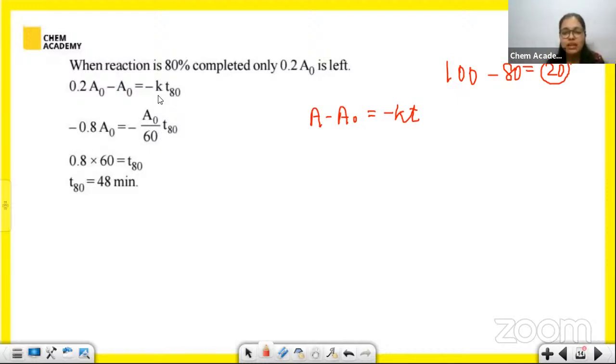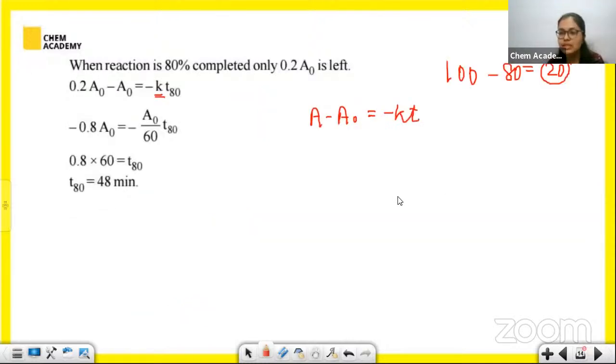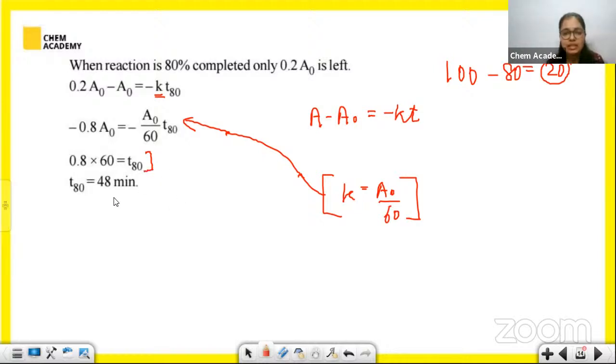On solving this, and from the previous question, we got the value of k. What was the value of k? From the previous question, we got the value of k as A0 by 60. We have simply substituted this value of k in this equation. And on solving this, we will finally determine the time t80.